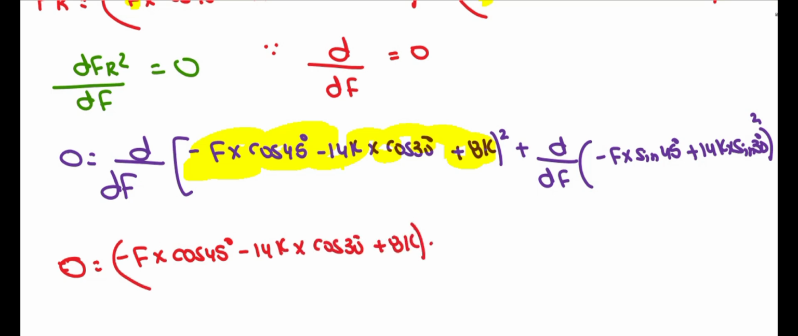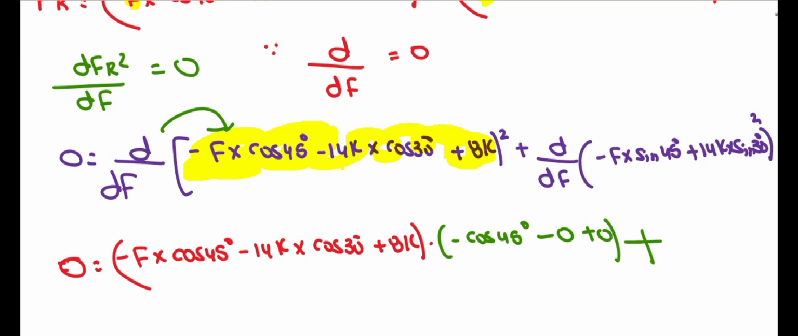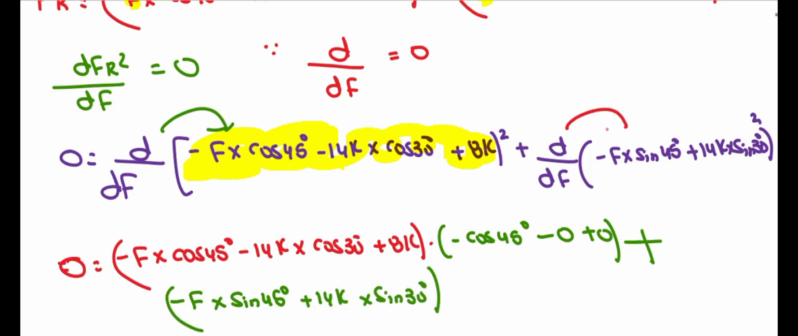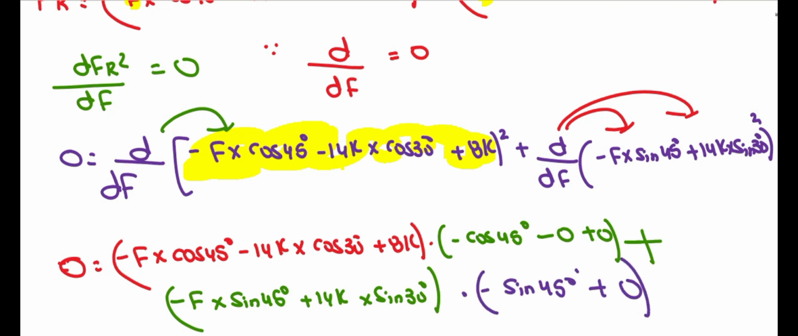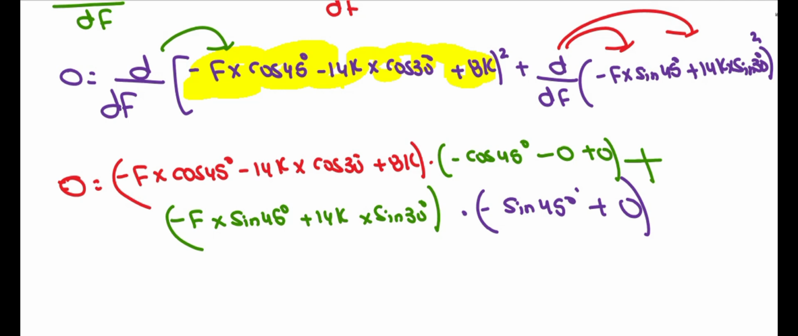And then apply the derivative to the base here, so that it will become d/dF of (−F cos 45°), which gives negative cos 45°, and then negative 0. Why negative 0 here? Because the derivative of a constant is 0, that's why. And this one becomes plus 0. Similarly, for (−F sin 45° + 14 kilo sin 30°), apply d/dF to the individual terms present here, so that it will become negative sin 45° and then plus 0. And after that we are going to apply the simple calculation here.